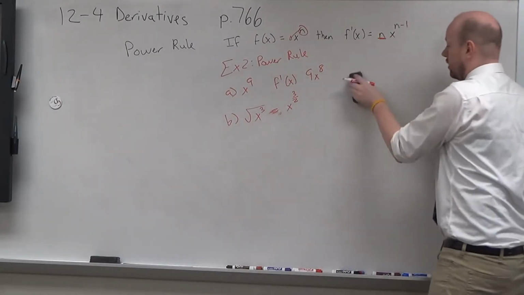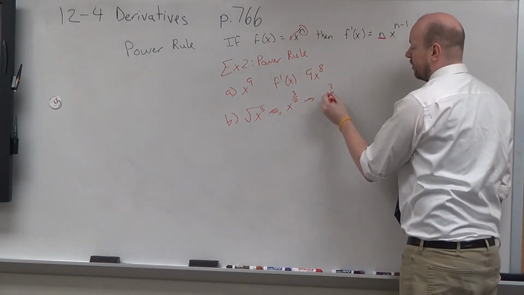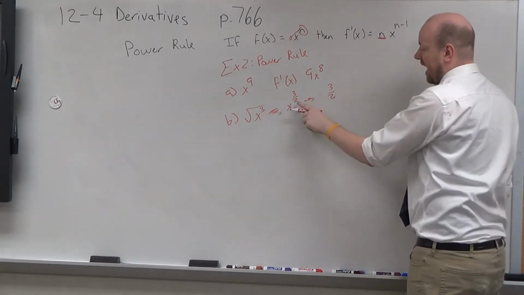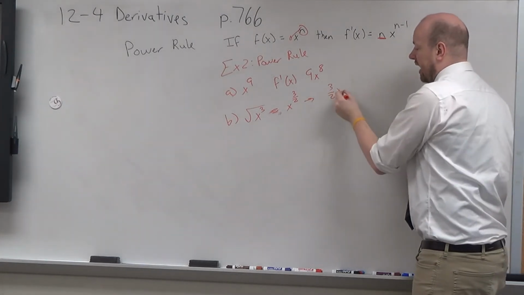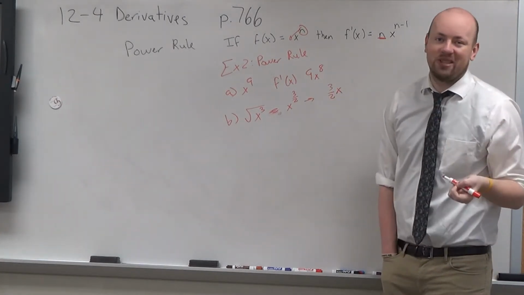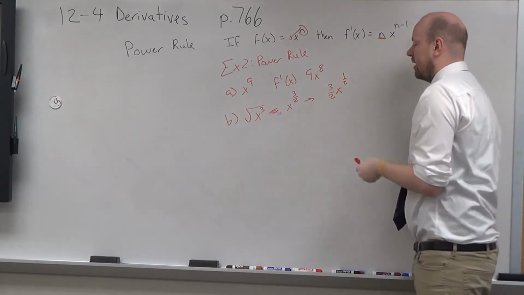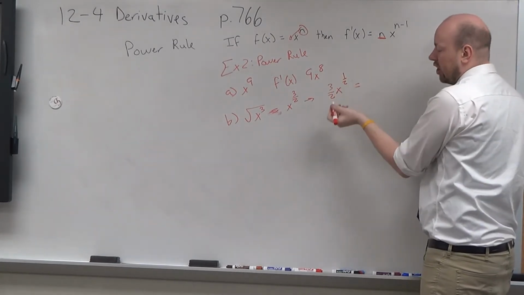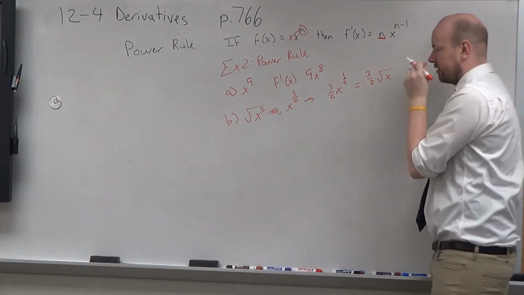Okay. So again, the same thing follows. 3 halves gets pushed down to the front, and I have to take 1 away from my exponent. So I get x. Now what is 3 halves minus 1? Please don't say 2 halves. It's actually 1/2. Now if you wanted to rewrite this, you could write 3 halves square root of x or something like that.